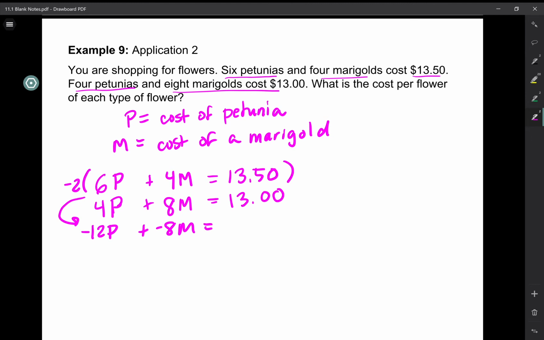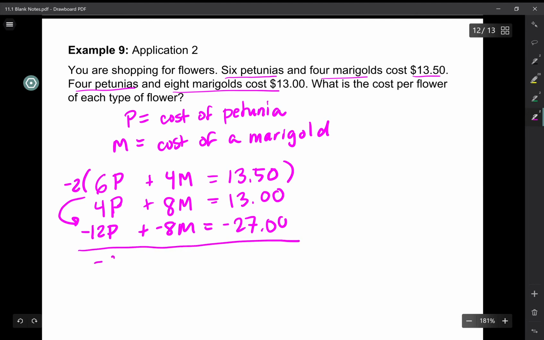Yeah, equals -27, negative, add down, -8p equals -27 plus 13, which is -14. Divide each side by -8, and you get p equals 1.75. So the cost of the petunias is $1.75.